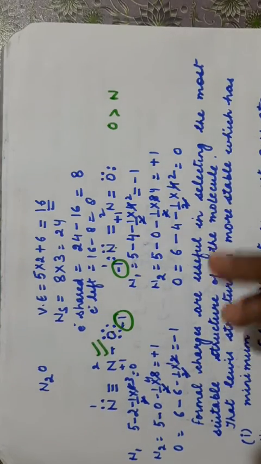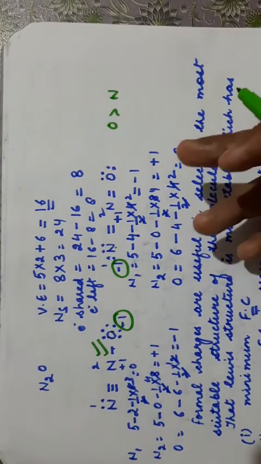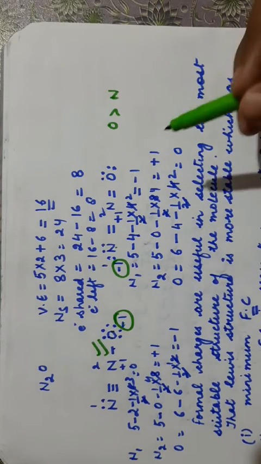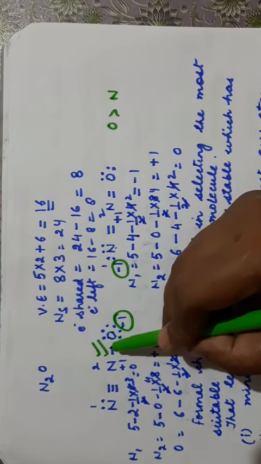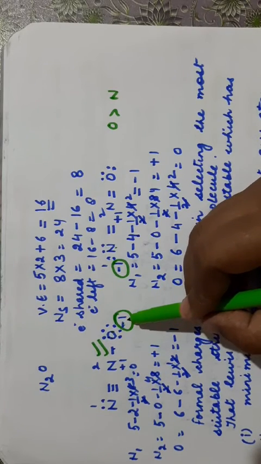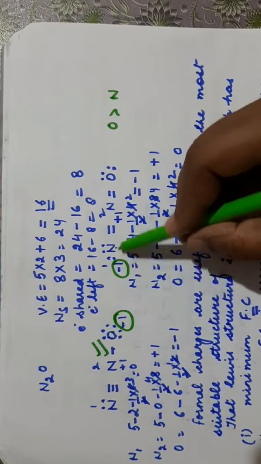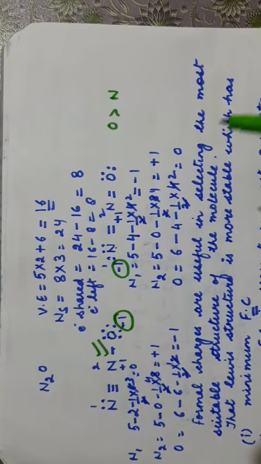So you can find the correct Lewis structure using the formal charges. So I hope it is clear. So this structure is more stable because it has negative formal charge on the more electronegative atom, whereas in this structure it was present on the less electronegative atom. So this was all about formal charges.